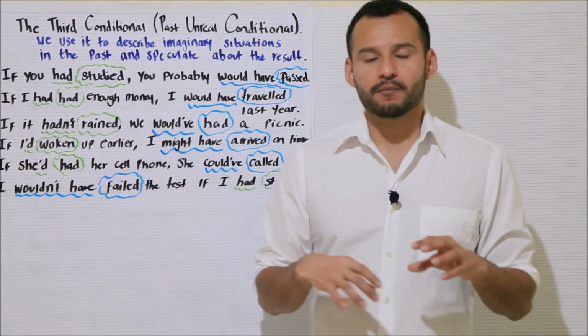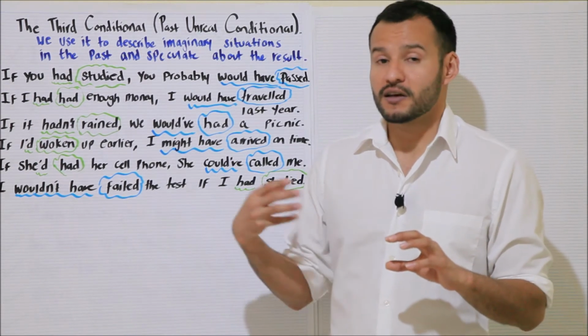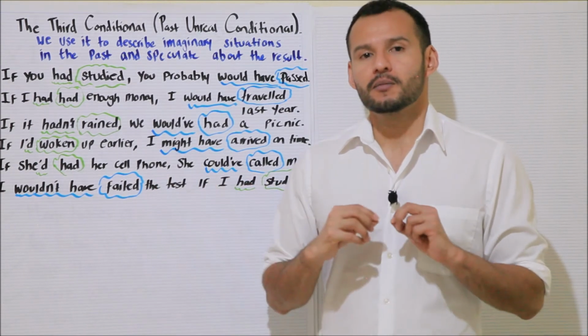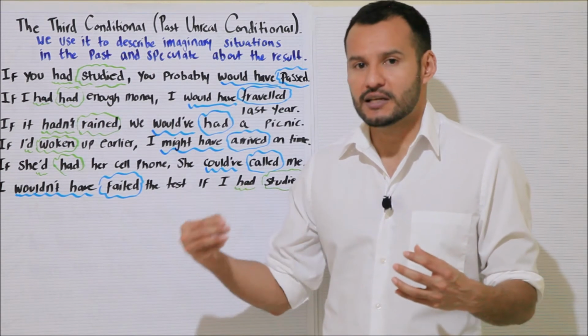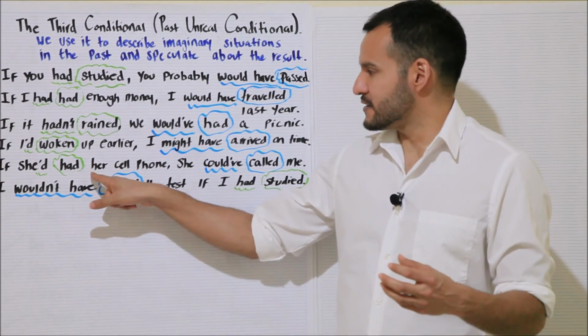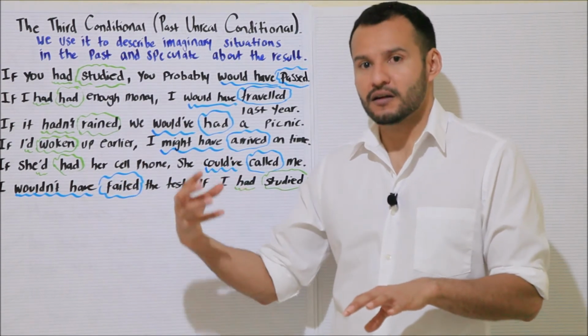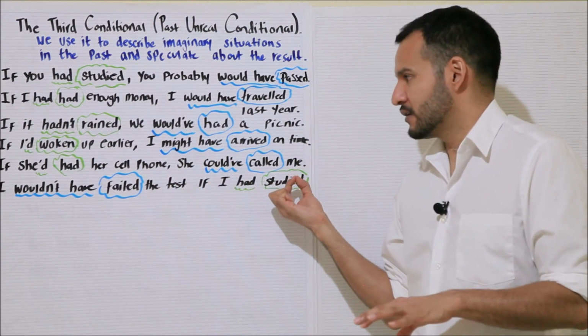And in the final example, let's imagine that my sister visited for the holidays last year, but she got lost on the way here and she couldn't call me because she didn't have her cell phone. So this sentence says that if she'd had her cell phone, she could have called me.